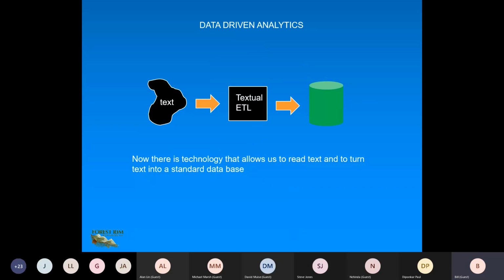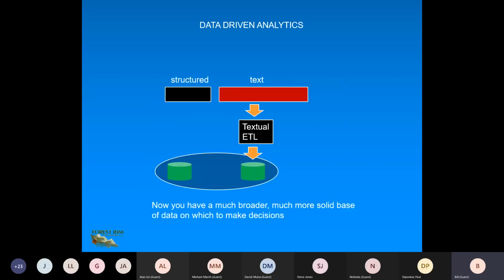Fortunately, we have technology today that allows us, now for the first time, to take text, put it through technology called Textual ETL, and put that into a database. And once we take the text and put it into the form of a database, now we can start to do all kinds of analytical, magical things with it.